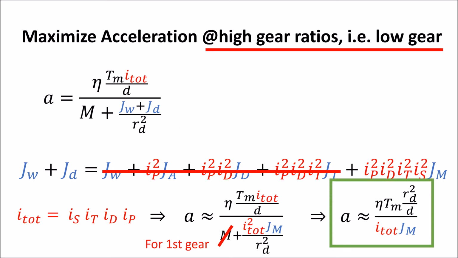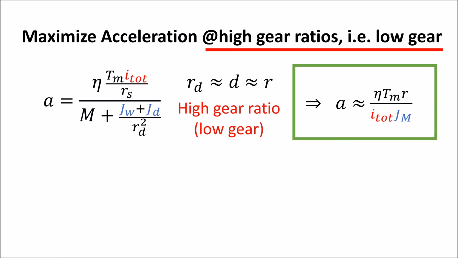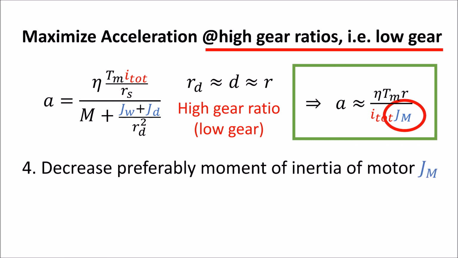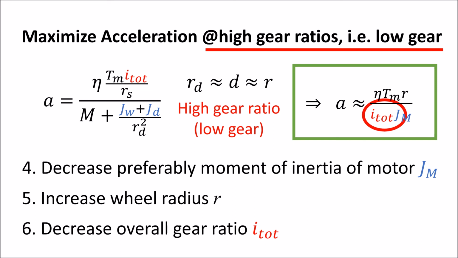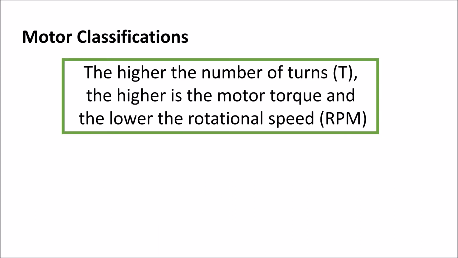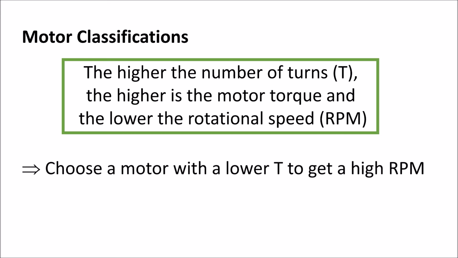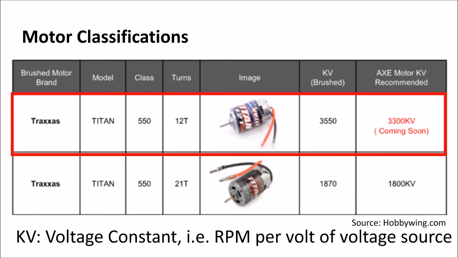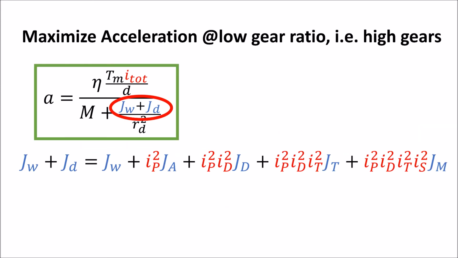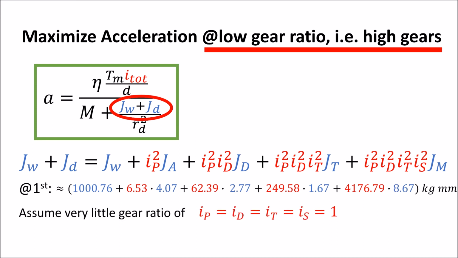To achieve high accelerations at high gear ratios or low gears, we recommend to decrease preferably the moment of inertia of the motor, increase the wheel radius, and decrease the overall gear ratio. Gear ratio can be reduced, for example, when choosing a motor with a lower number of turns. Assuming low gear ratios, we can do the following analysis with acceleration.